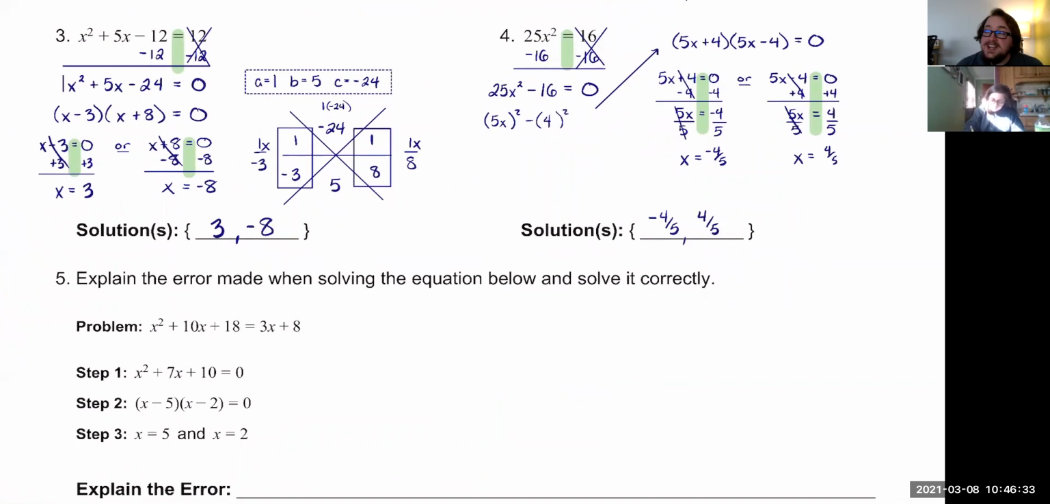So again, those steps still hold true regardless of what the factoring looks like. But before you jump the gun, before you try to start factoring, make sure it's set equal to 0 first.